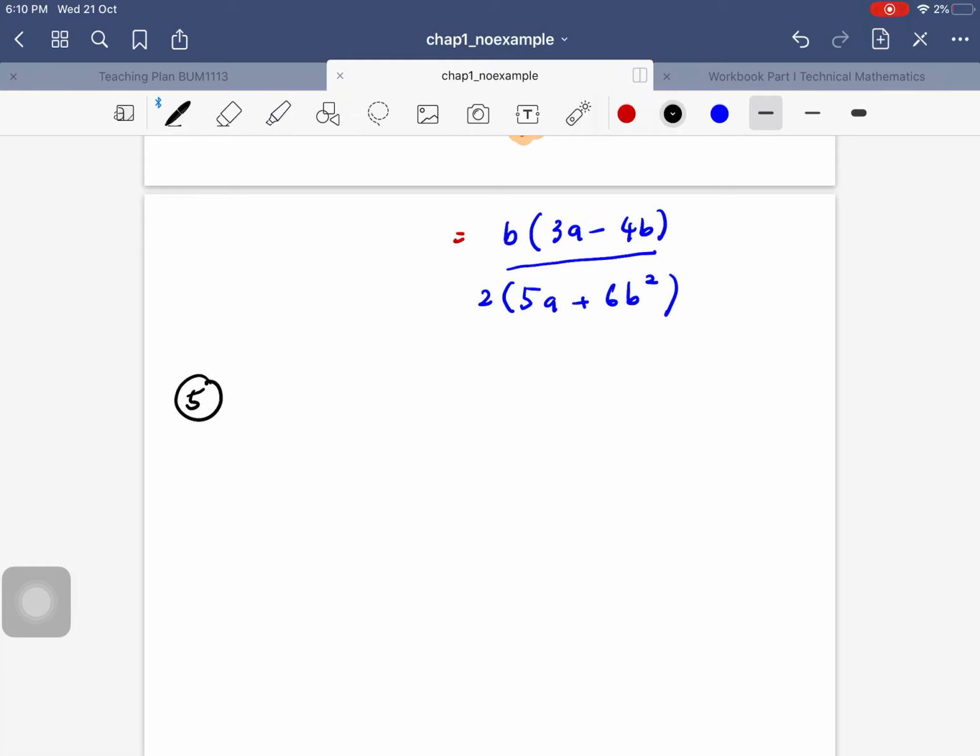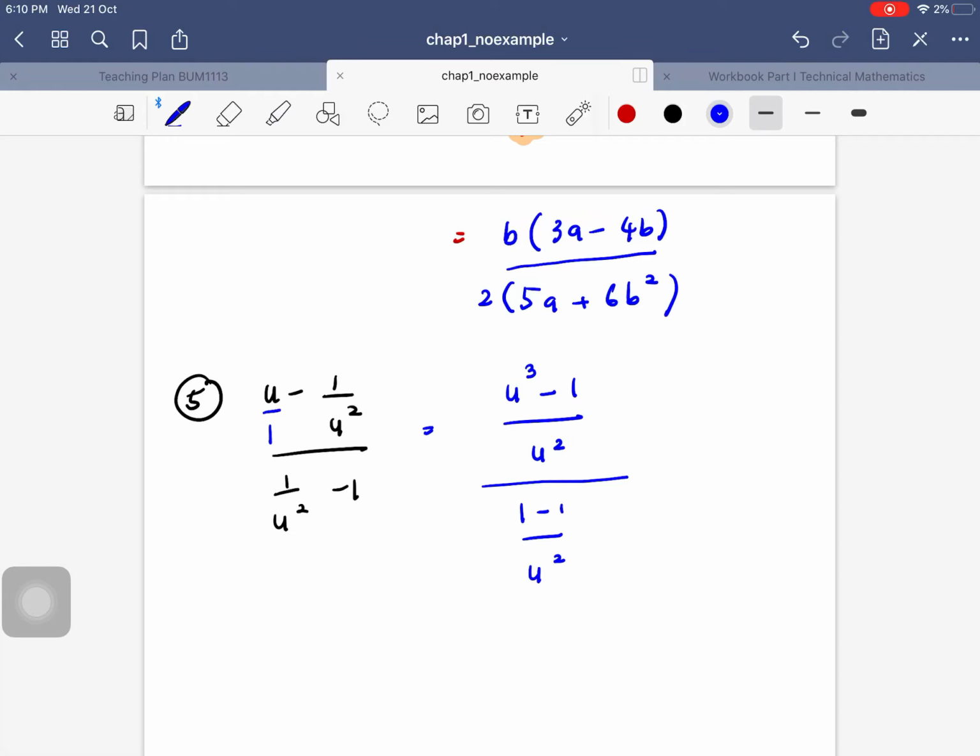And the last one, number 5. I'm going to have a pretty similar form. It is u minus 1 over u squared, and that is over 1 over u squared minus 1. It's pretty much the same thing. For the top one, I'm going to make it over u squared. So here I'm going to multiply this top and bottom by u squared, so I'll end up with u cubed minus 1 over u squared, and it's going to be over, here, this is going to be over u squared as well. So I'm going to have 1 minus u squared.